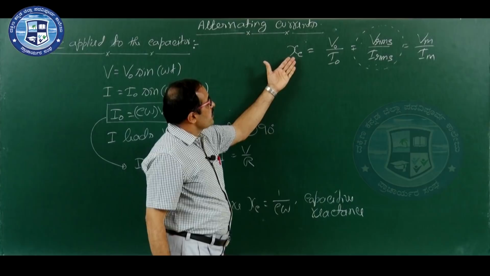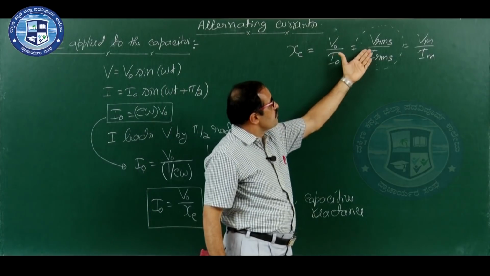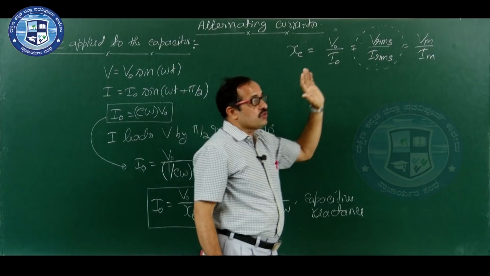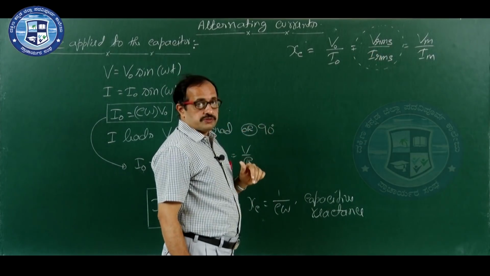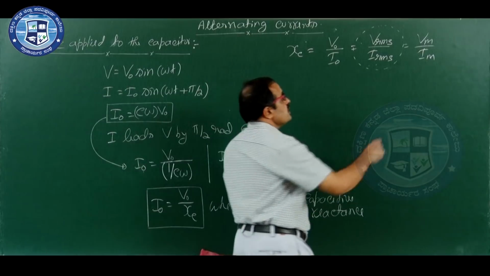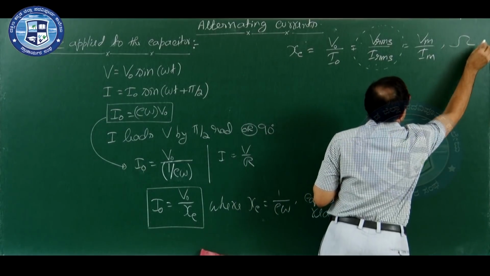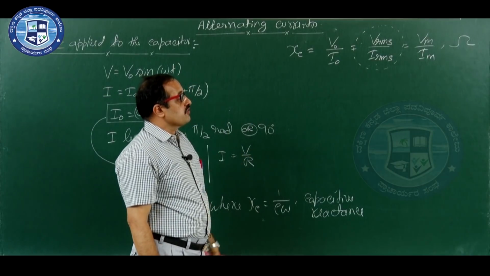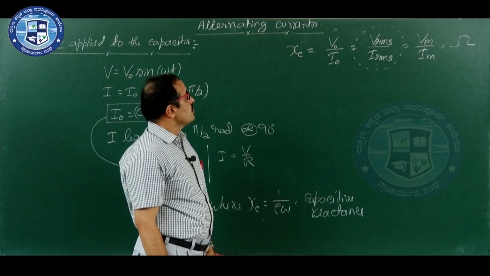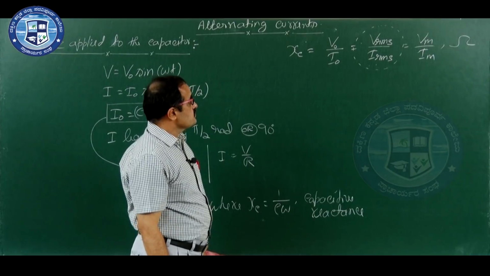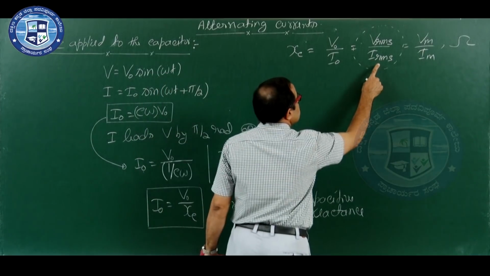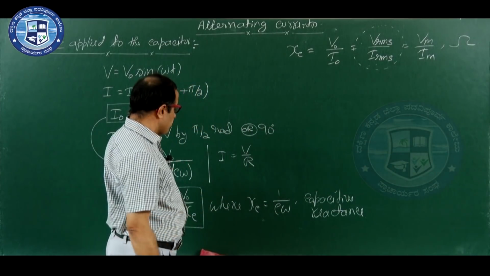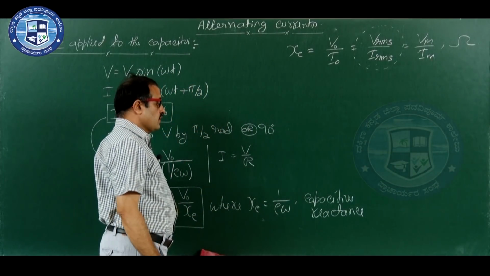So, how to define capacitive reactance? Capacitive reactance is defined as the ratio of RMS voltage across the capacitor to RMS current through it, and it is expressed in ohms. Because it is the ratio of voltage to current, its unit is ohm. Now, you can write any one of them, but in the exam it is better to write the RMS value, because the RMS value is the general value in AC.